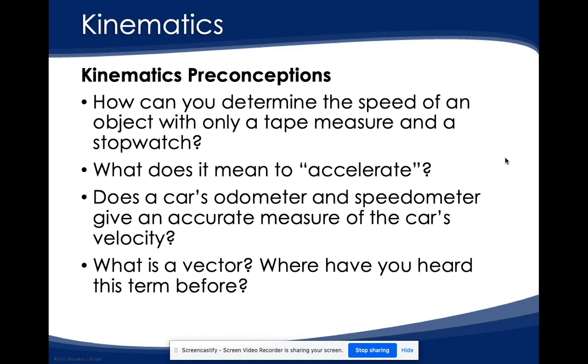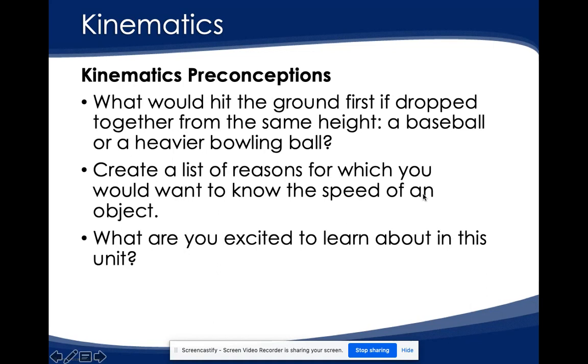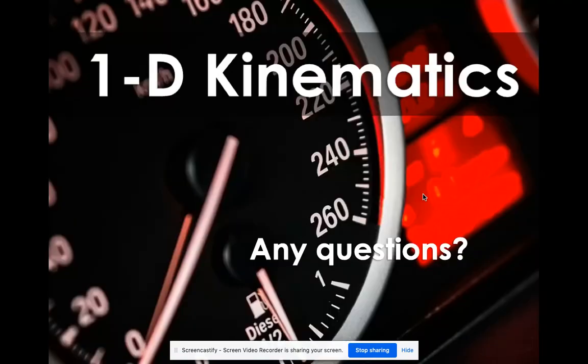What does it really mean to accelerate? Can you have a positive and negative acceleration? Is there a difference between your odometer and speedometer in your car? And can they accurately tell you your velocity? What are vectors? What would hit the ground first? If you dropped a baseball and a bowling ball from the same height, what would hit the ground first? That's kind of what we're looking at with this section. This unit is going to look at those basic one-dimensional kinematics, so motion in one direction.